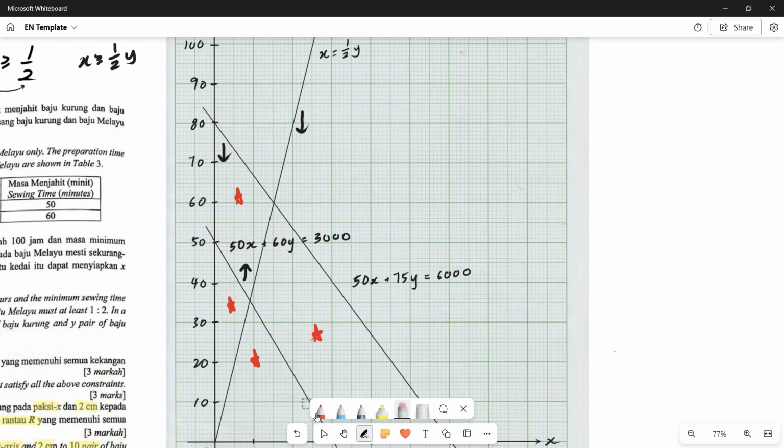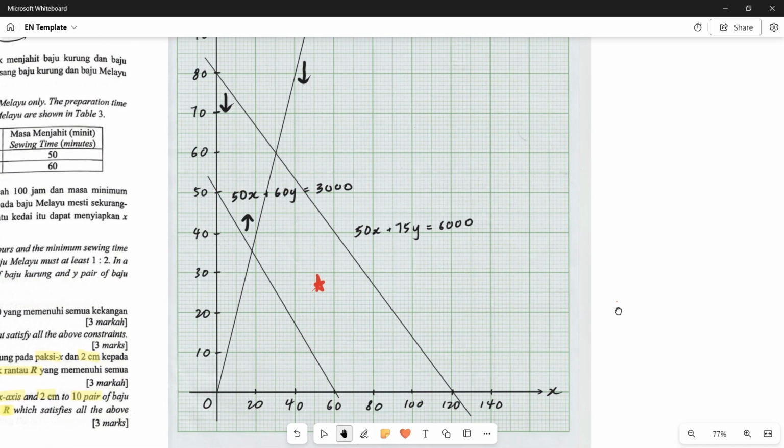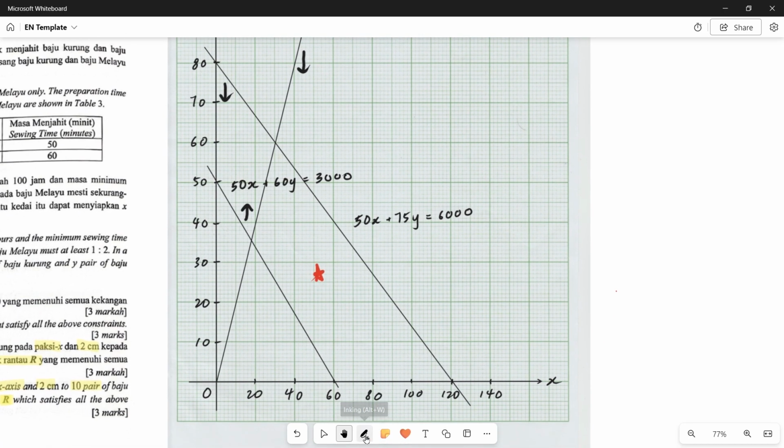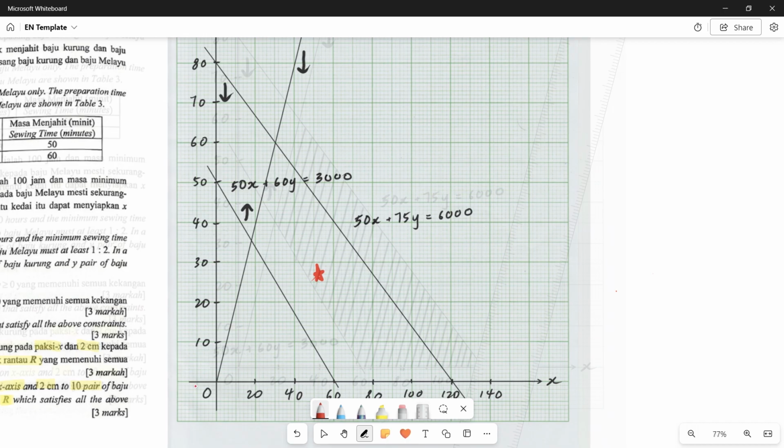The second line is we need to look upwards. Okay, so everything which is below it, we need to ignore, which is these two. And for the third line, we need to sketch downwards. Okay, so everything above, we need to ignore. For example, this one. Okay, so the remaining region would be this one. And this would be our R, or our shaded region.